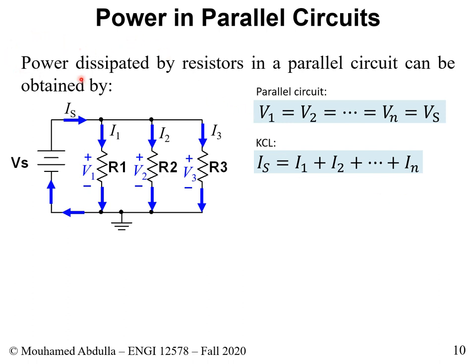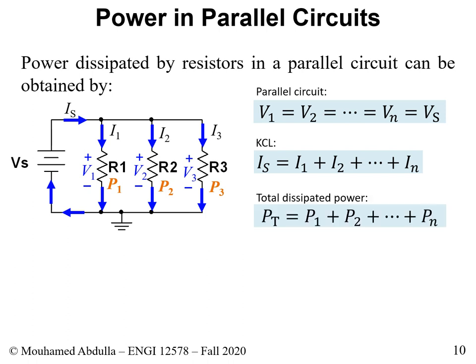The next thing that we want to identify is, we are really interested in finding the power dissipated by the components, the power dissipated by the resistors. So we'll need to find the power dissipated by resistor one, by resistor two, by resistor three, and all the way to n resistors. If we want to do this right now, we could simply annotate it as P1 for the power dissipated by the first resistor, P2 for the second resistor, P3 for the third resistor.